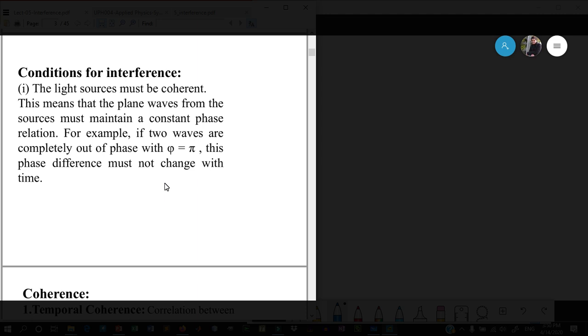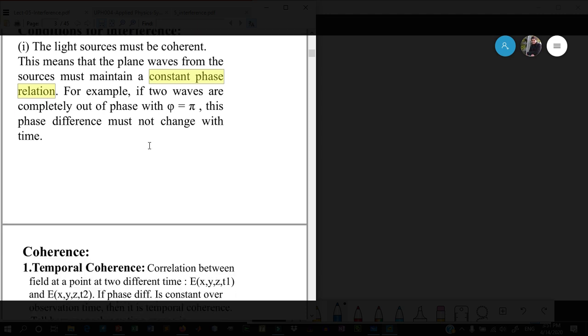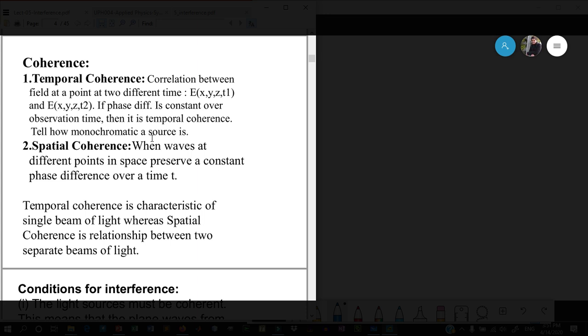So the first condition is that the light source must be coherent. What do we mean by a coherent source? Two sources are coherent if the light coming out of those two sources maintains a constant phase relationship. It doesn't matter whether the phase difference between the two rays is zero or a non-zero value, but whatever the value is, it should remain constant. Now there are two types of such coherence. One is called temporal coherence and the other is called spatial coherence.